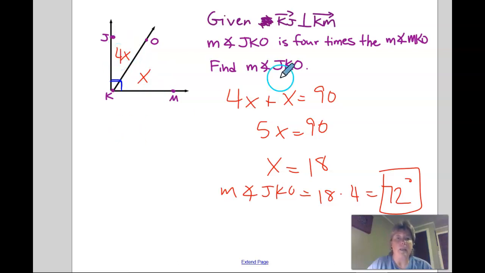And then from my given information, if I know that they're perpendicular, that means that they're right angles. As we discussed 2 days ago, if something is a right angle, that means it's 90 degrees. So here's the equation I'm going to write. I solve this and I get x equals 18. Then I go back and make sure I answer the question, which asked me to find the measure of angle JKO, which would be 18 times 4, which is 72 degrees.